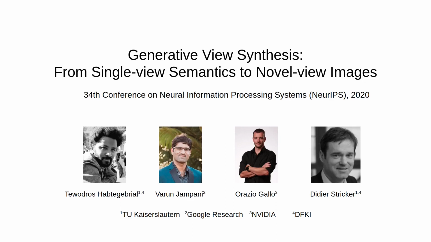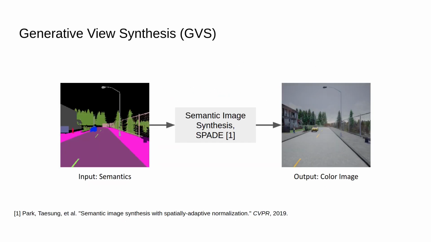We present our work on generative view synthesis from single view semantics to novel view images. Recently, neural networks have emerged as important tools in content creation. Semantic image synthesis techniques, for instance, convert a semantic map into a realistic image. These methods have been well received by digital artists and the general public. Despite their impressive results, current state-of-the-art methods are inherently limited to generating 2D images of a scene.